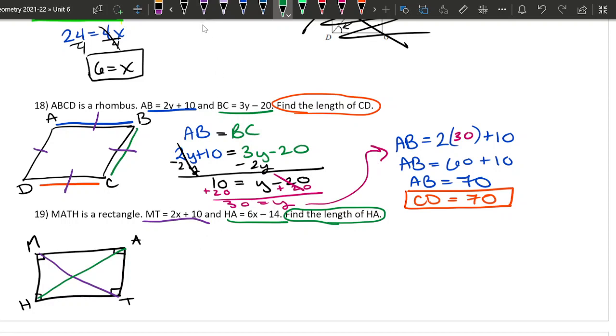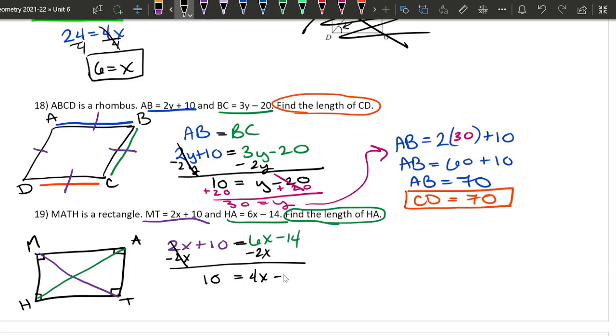So that means I could say they're equal to each other. So 2x plus 10 equals 6x minus 14. A property of rectangles is that diagonals are congruent. So I subtract the 2x, and I get 10 equals 4x minus 14. And then I add the 14.